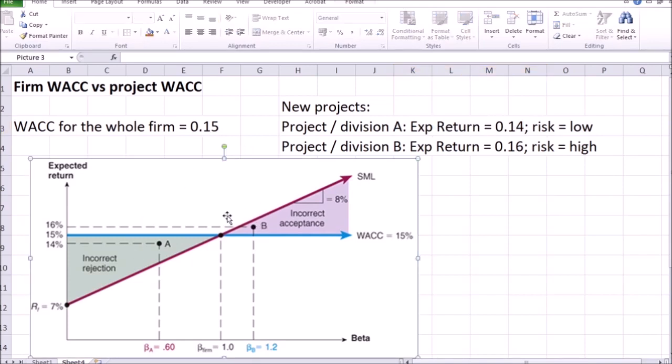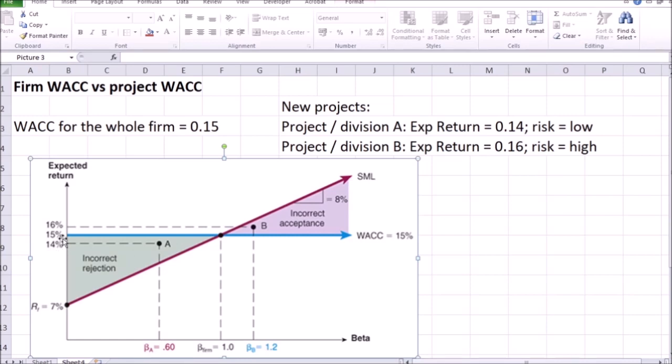Looking at the chart over here, we see the project A with expected return below weighted average cost of capital for the whole firm. However, project A is also located to the left side of the chart, meaning that the risks are relatively lower. And clearly, if I incorrectly apply a high cost of capital to a relatively low risk, I might also incorrectly reject this project, incorrectly thinking that the returns are not high enough to cover the cost of capital.